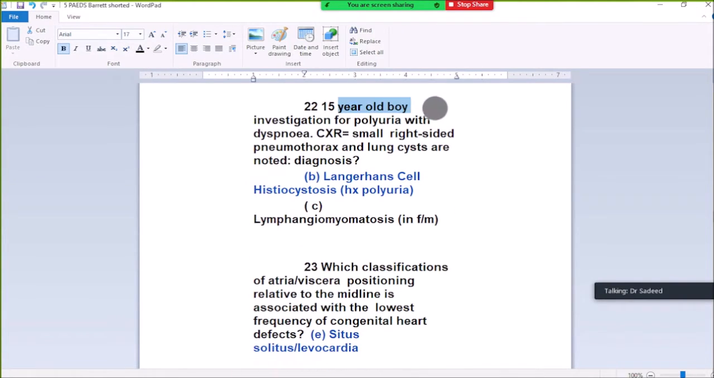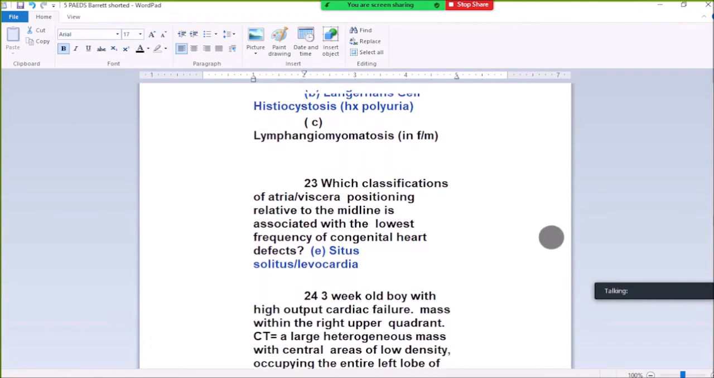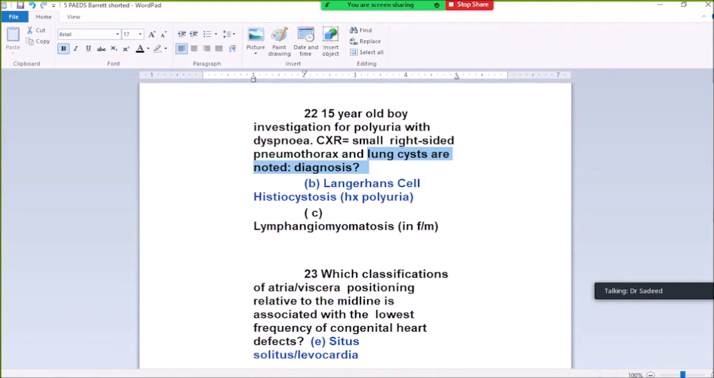22. A 15-year-old boy investigated for polyuria with dyspnea. A small right-sided pneumothorax and lung cysts are noted. Diagnosis: Langerhans cell histiocytosis. One finding is that a history of polyuria in a child suggests Langerhans cell histiocytosis. The other hint is that lung cysts are noted. Another option, C, is lymphangioleiomyomatosis, but it is common in females. This is a boy.